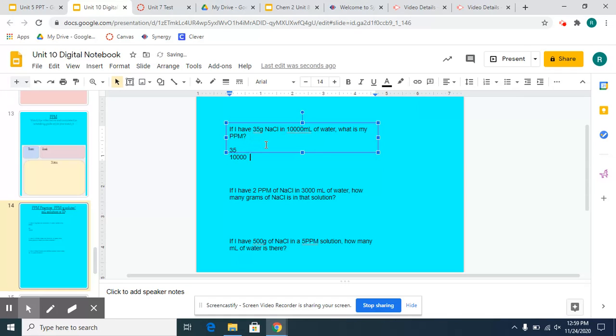And then once you do that, you times that number to 10 to the 6th. And the way you can do that, times 10 to the 6th. So 35 divided by 10,000 times 10 to the 6th.